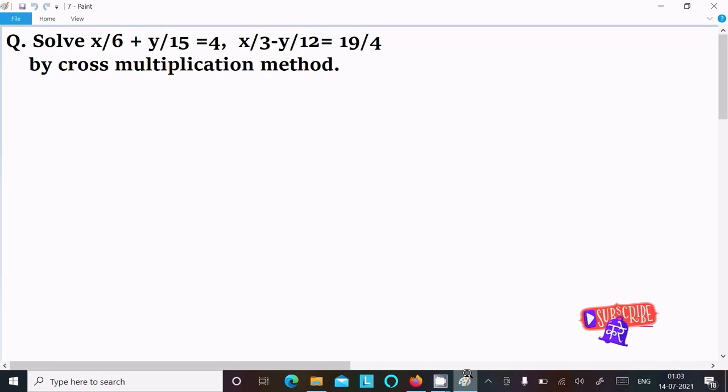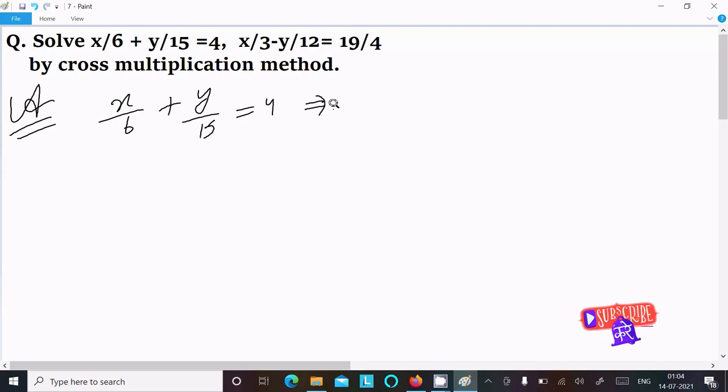In this video lecture, I'm going to solve this equation by using the cross multiplication method. So let's write the equation first. Here x by 6 plus y by 15 equal to 4. First, I'm going to simplify this equation.